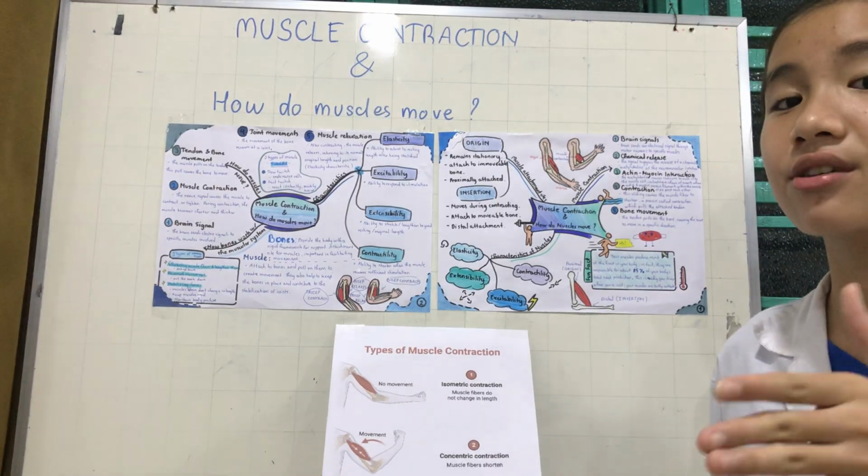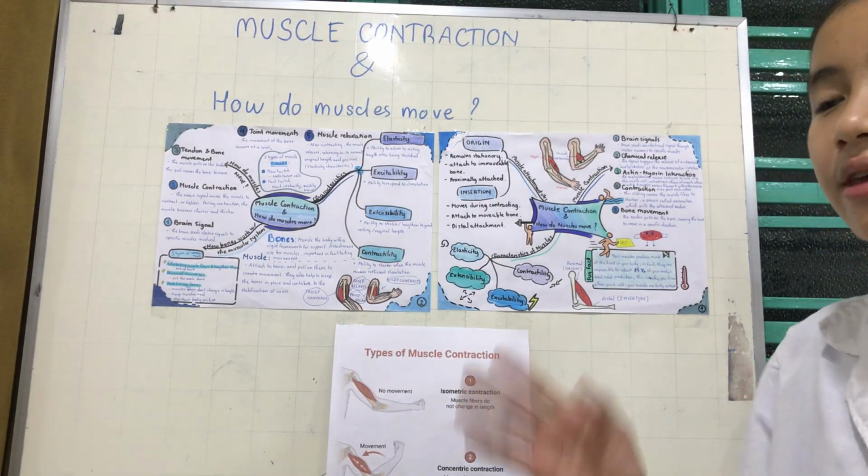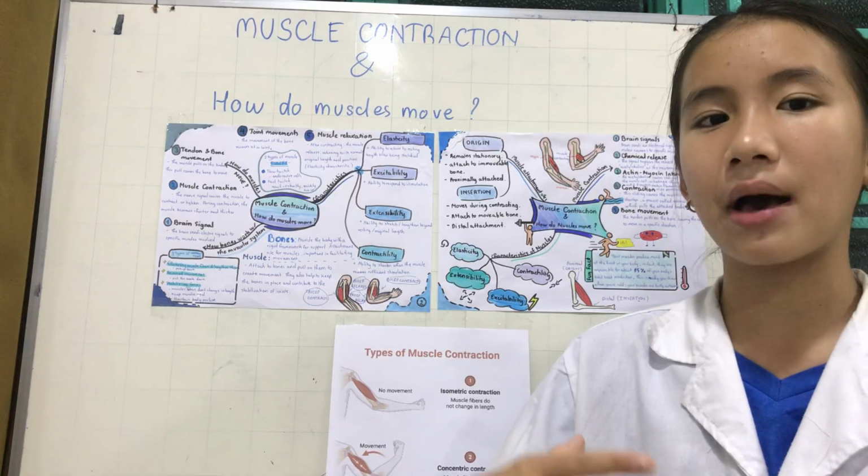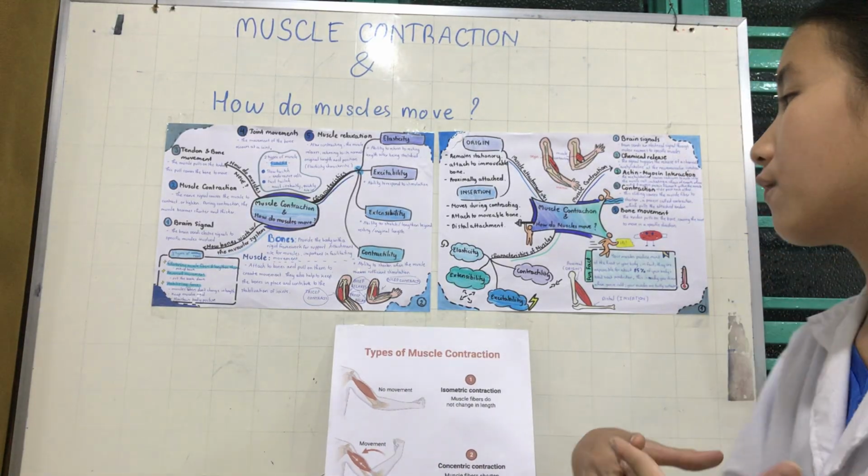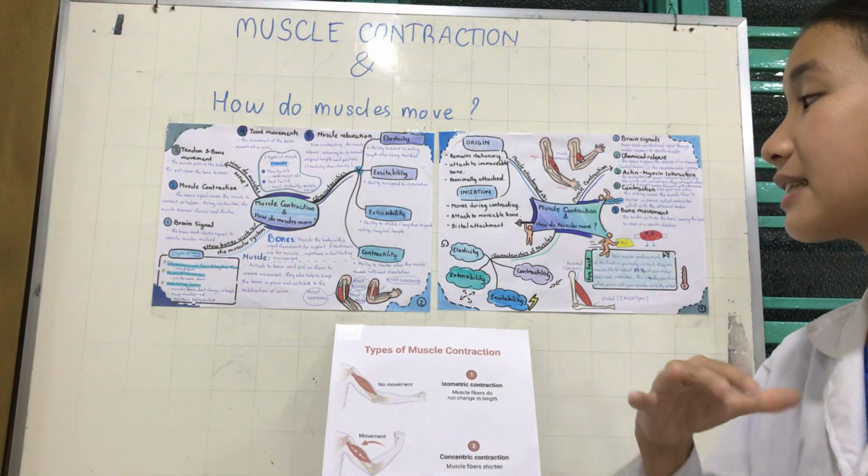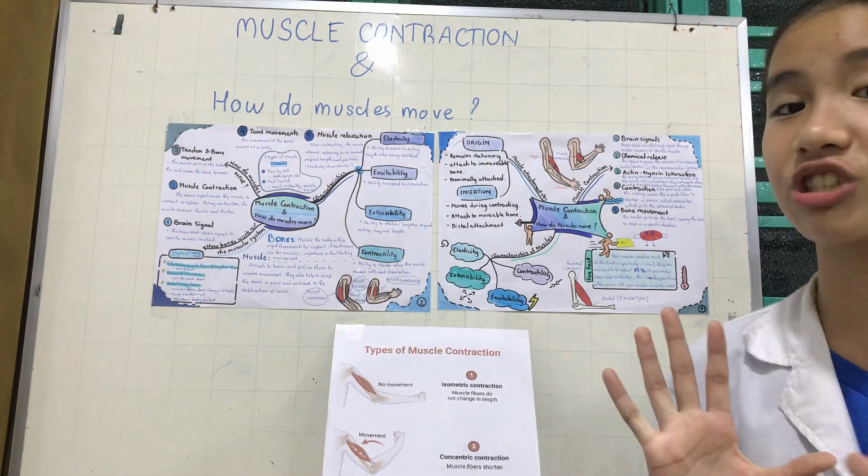Next is the characteristics of muscles. Now, in the last video, I did mention the four main characteristics of muscles: elasticity, extensibility, excitability, and contractility.